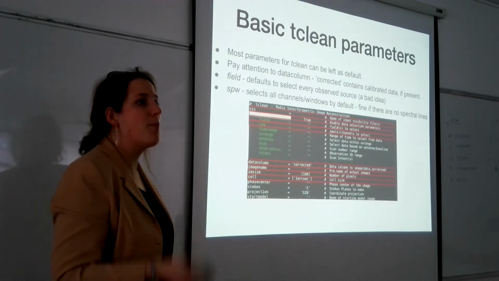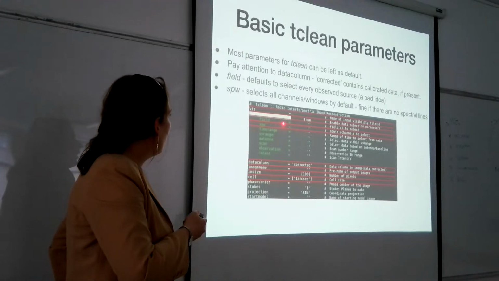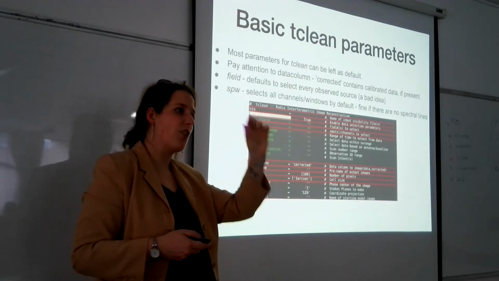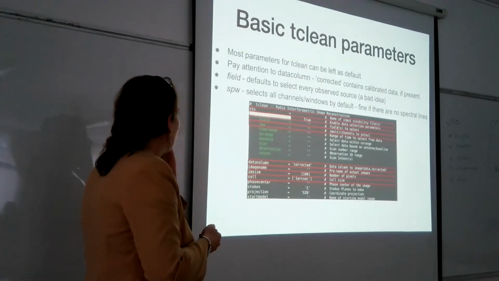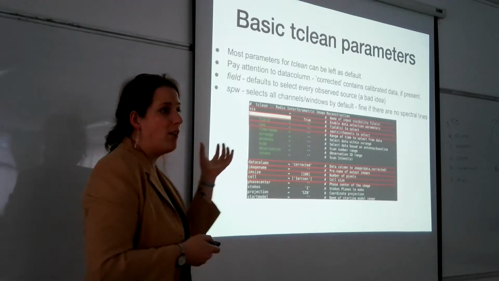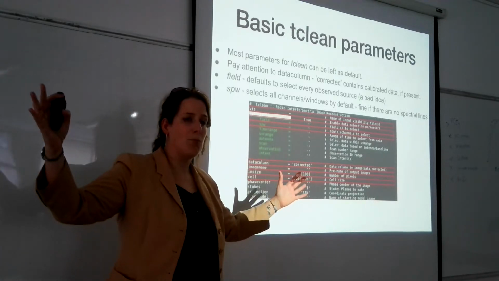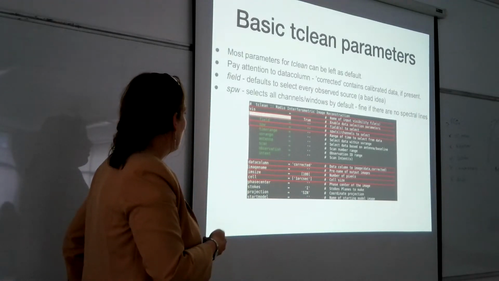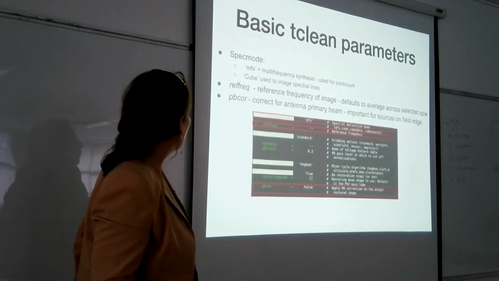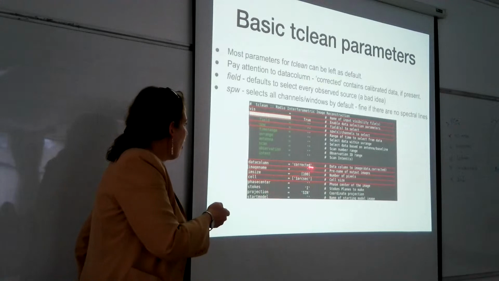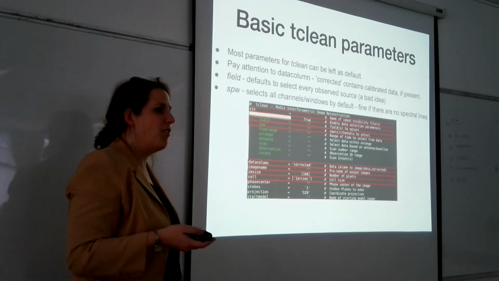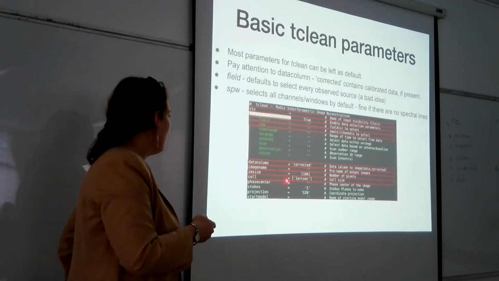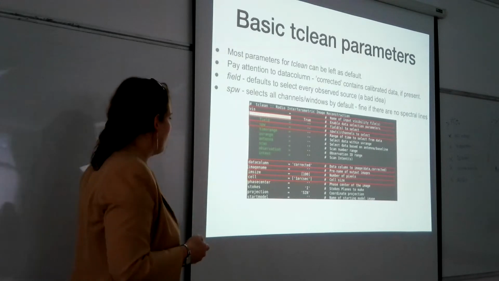Vis, that's the visibility file that you want to use. Field, because a visibility file often contains multiple targets, multiple fields, so you want to set the number of the target you want to clean. Maybe spectral window, but if you leave that default, it will just merge everything together. Data column: this is set by default to corrected, but you usually have to set it to data. But it will tell you if that is the case.